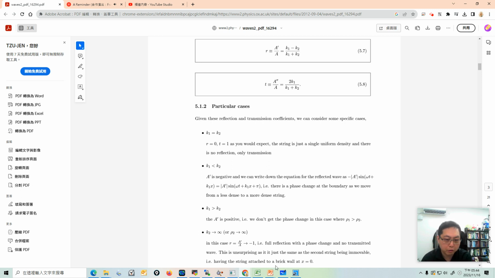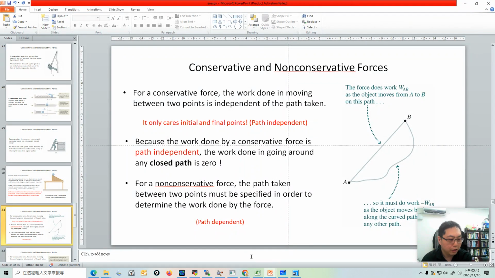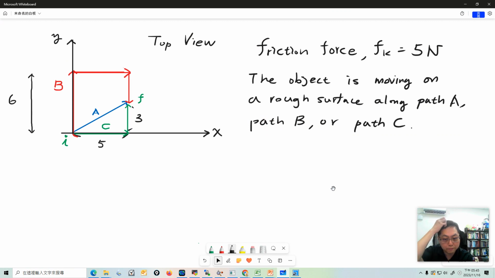And the last one we just introduced is the non-conservative force. A very vivid example of a non-conservative force is the friction force. Suppose we have an object moving on a rough surface along three different paths, A, B, C. This graph is a top view, viewed from the sky. The object moves along these three paths.